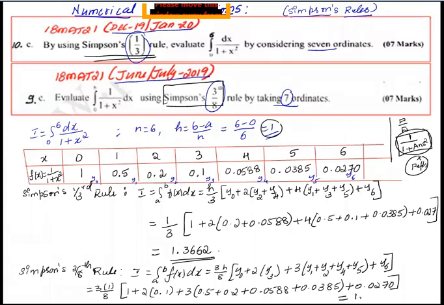Final answer is 1.3571, so 4 decimal answer. Okay. So by using Simpson's 1/3 rule, your answer is 1.3662, and by using Simpson's 3/8 rule for the second question, that is 1.3571 is the answer.